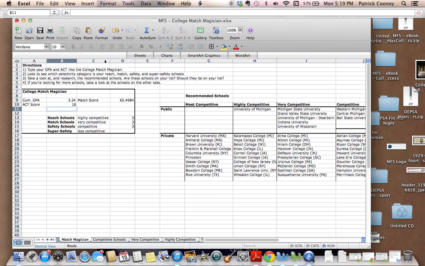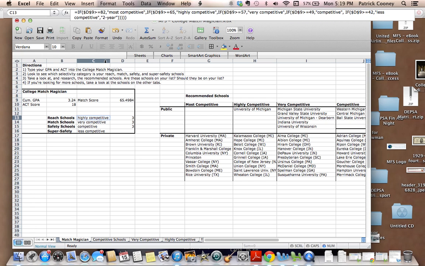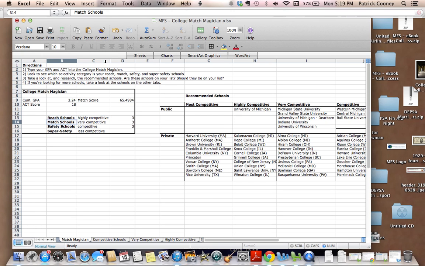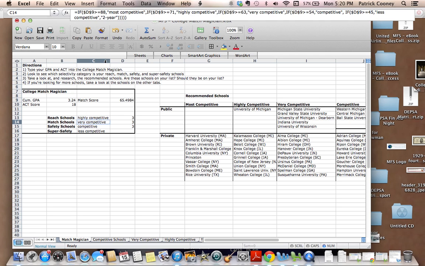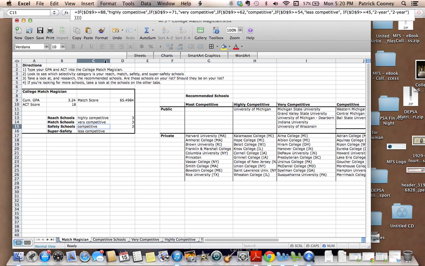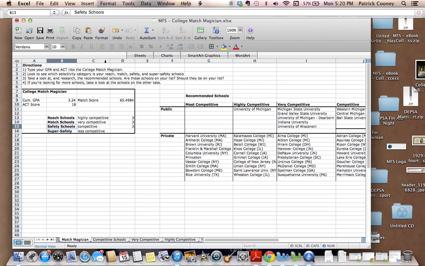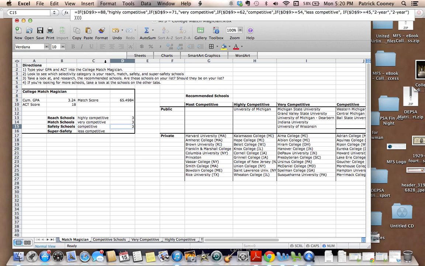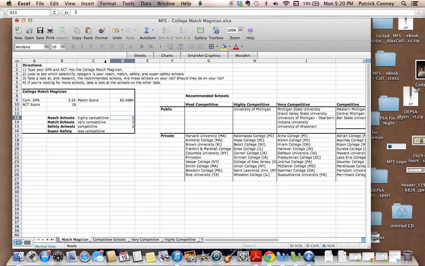So this student's reach schools, where they have around a 20% chance of getting in, would be in the highly competitive bracket. The match schools they should be looking at, where they have about a 50% chance of getting in, are in the very competitive bracket. And the safety schools, where they have nearly a 100% chance of getting in, would be in the competitive bracket for this student. As you can see here, I put three of each, which is what we're shooting for, three in each category with a mix of public and private schools.